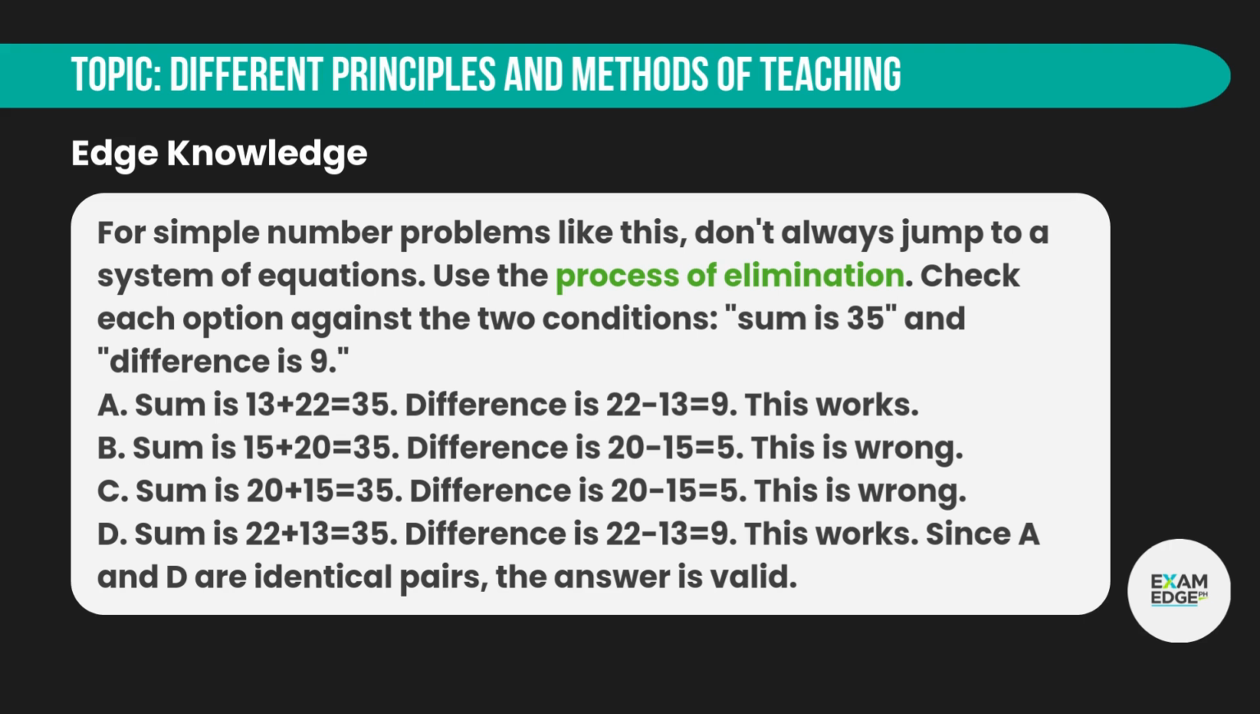This works. B. Sum is 15 plus 20 equals 35. Difference is 20 minus 15 equals 5. This is wrong. C. Sum is 20 plus 15 equals 35. Difference is 20 minus 15 equals 5. This is wrong. D. Sum is 22 plus 13 equals 35. Difference is 22 minus 13 equals 9. This works. Since A and D are identical pairs, the answer is valid.